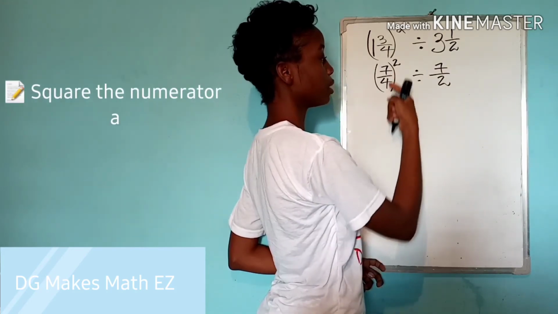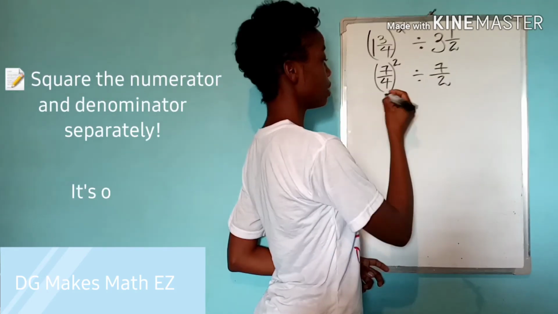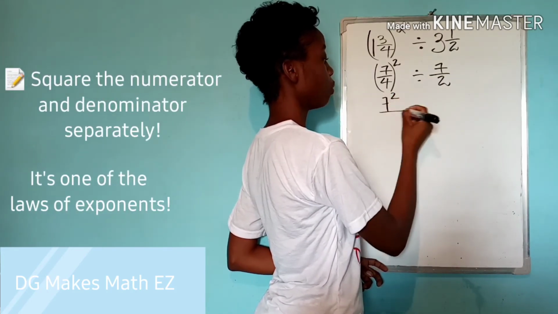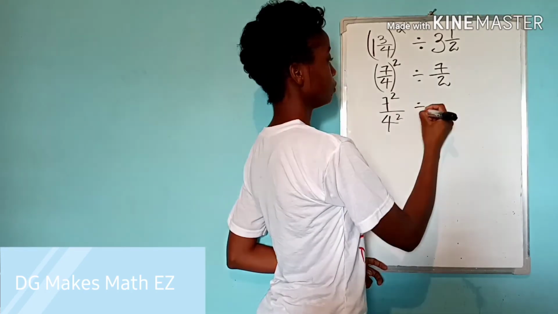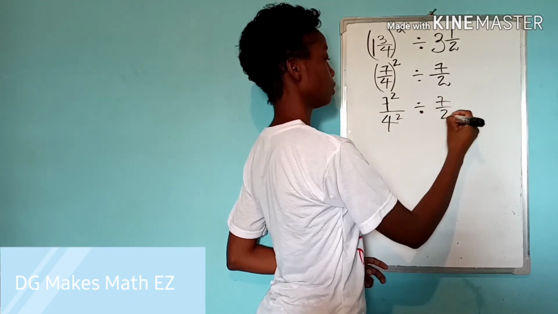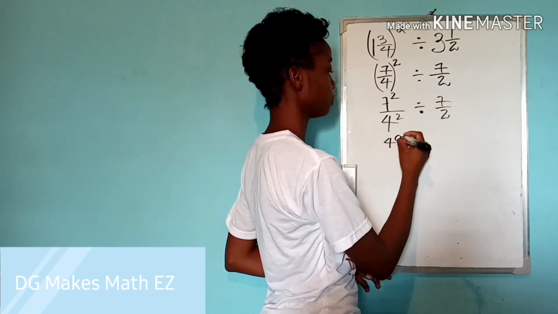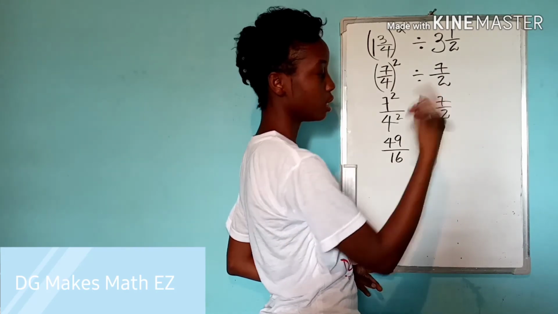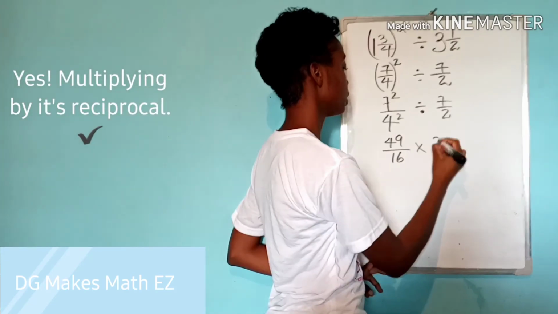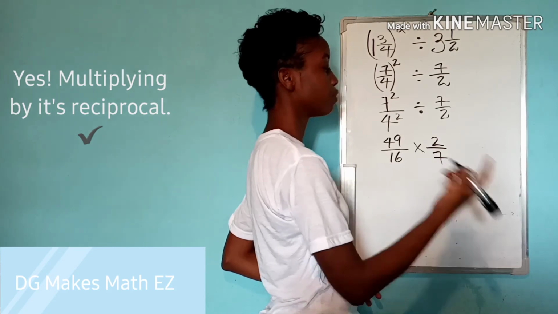7/2. We are going to square 7/4, and this is the same as 7 squared over 4 squared. All right? Let me just write that out. So 7 squared is 49. 4 squared 16. And dividing by a fraction is times 2/7.